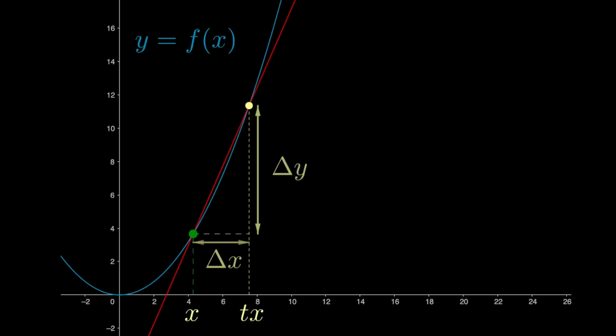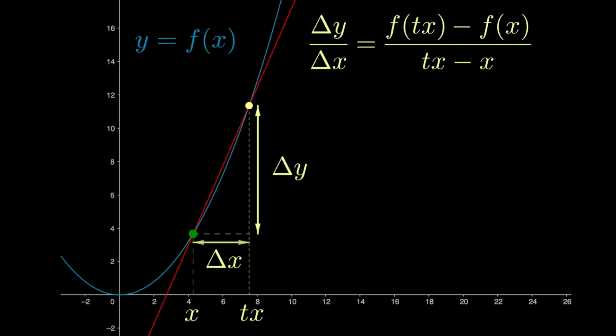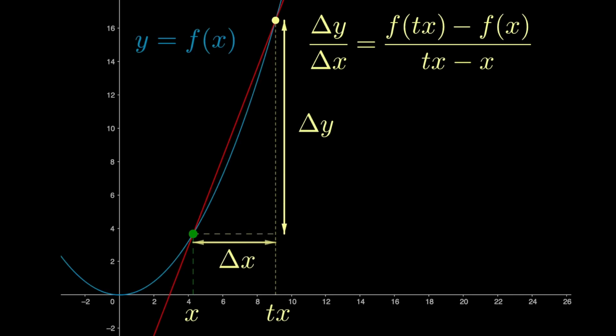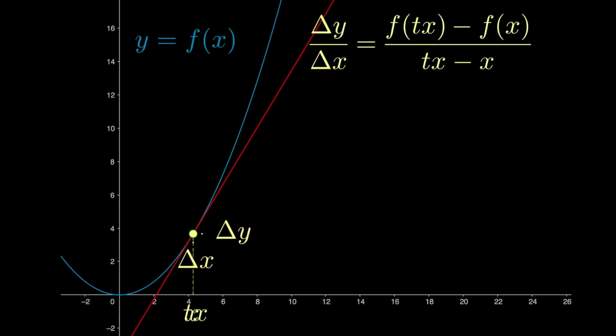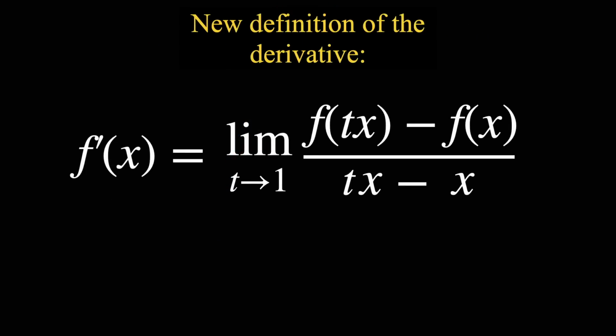Let's show the rise and the run and write them as delta y equals f of tx minus f of x, and delta x is tx minus x. Now we can write the slope of the secant line as f of tx minus f of x over tx minus x. To bring the 2 points together, instead of letting h approach 0, we let t approach 1. Now we can write the new definition of the derivative. F prime of x equals the limit as t approaches 1 of f of tx minus f of x over tx minus x.